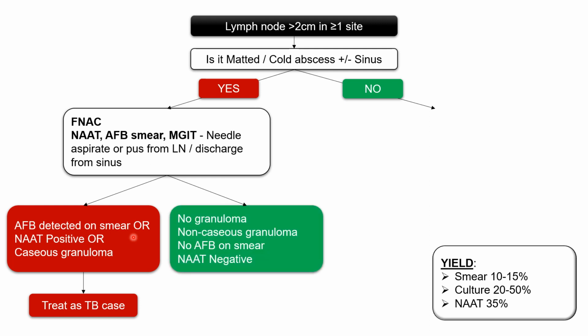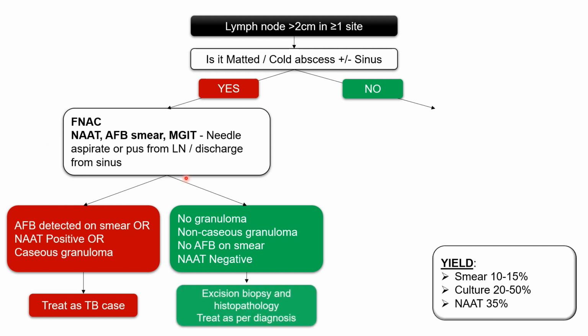But on the other hand, if there is no granuloma, or non-caseating granuloma, or no AFB is found on the smear, or NAT is negative, then what we have to do? We had thought of tubercular lymphadenitis based upon these features, but the investigation is coming negative. Still we have to keep a suspicion, but we have not performed the gold standard test. So we have to perform excision biopsy and histopathology, and if the histopathology doesn't reveal any evidence of tuberculosis, as this is the gold standard test, we have to think that this is not a TB case. If the histopathology reveals a diagnosis of tuberculosis, we have to think that this is a case of TB. So we have to treat accordingly as per the diagnosis revealed by the histopathology.